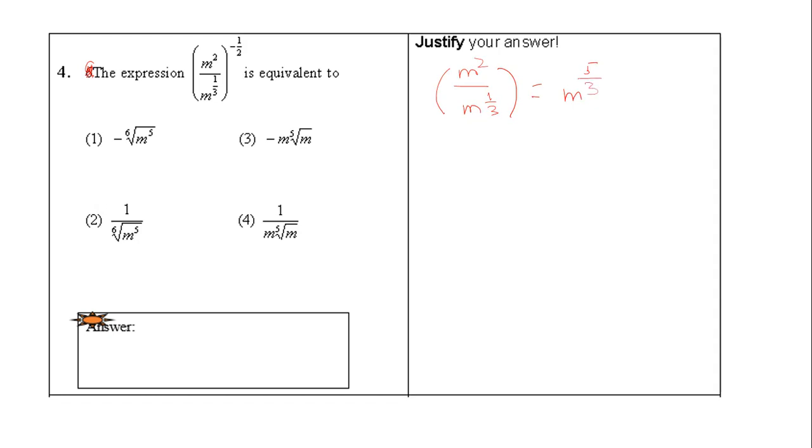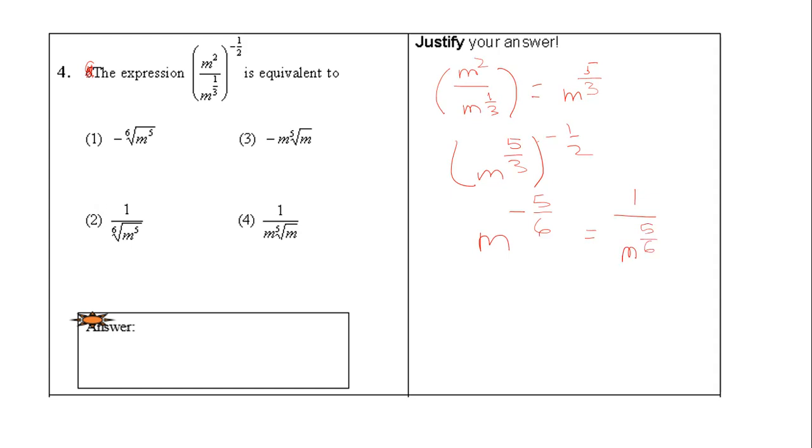So remember, though, that m to the 5/3 is still being brought to the negative 1/2 power. Power to a power, you multiply. So now I have m to the negative 5/6. Now that negative exponent isn't doing me much good. That's going to be 1 over m to the positive 5/6.